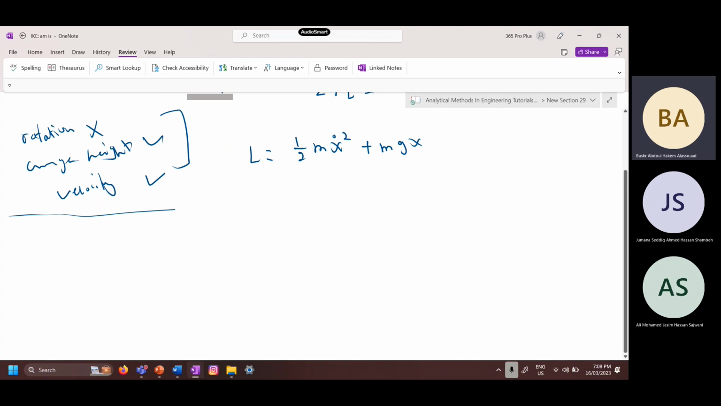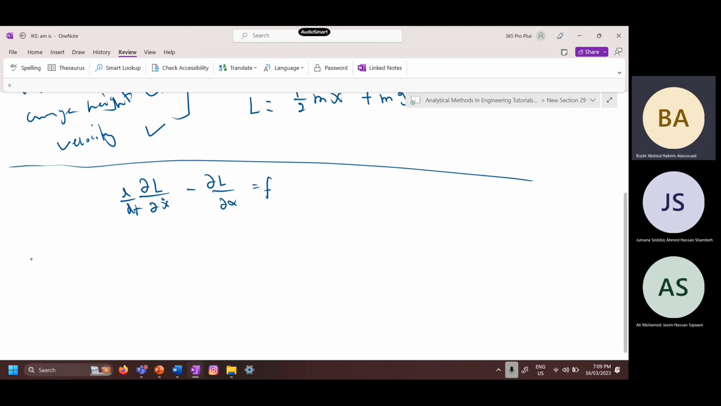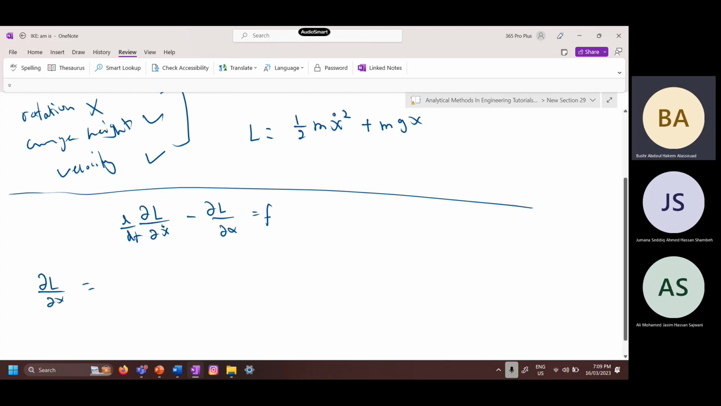Now you need to apply the mechanical module, the first equation that I wrote in the tutorial, which is the following: d/dt of partial L over partial x dot, minus partial L over partial x, equals F. Let's first apply partial L over partial x. We will get mg.